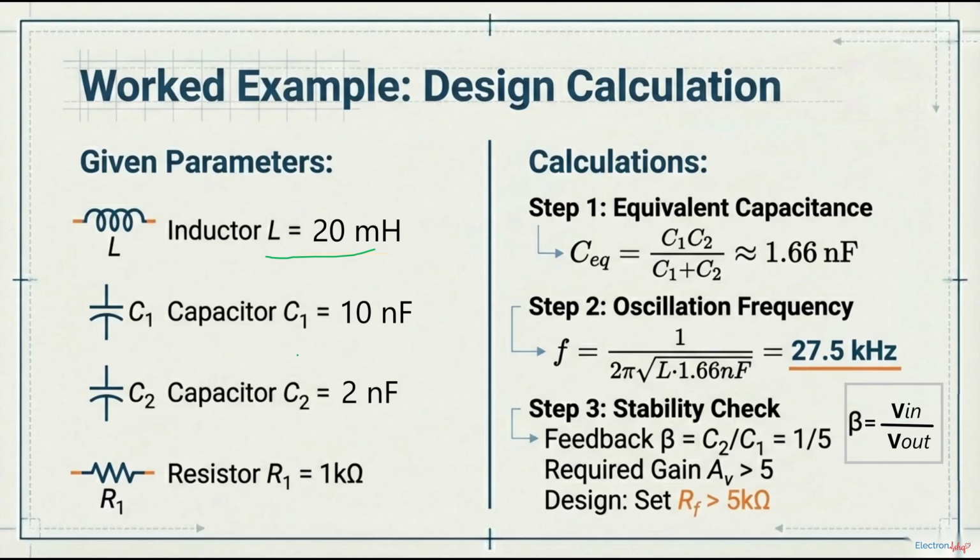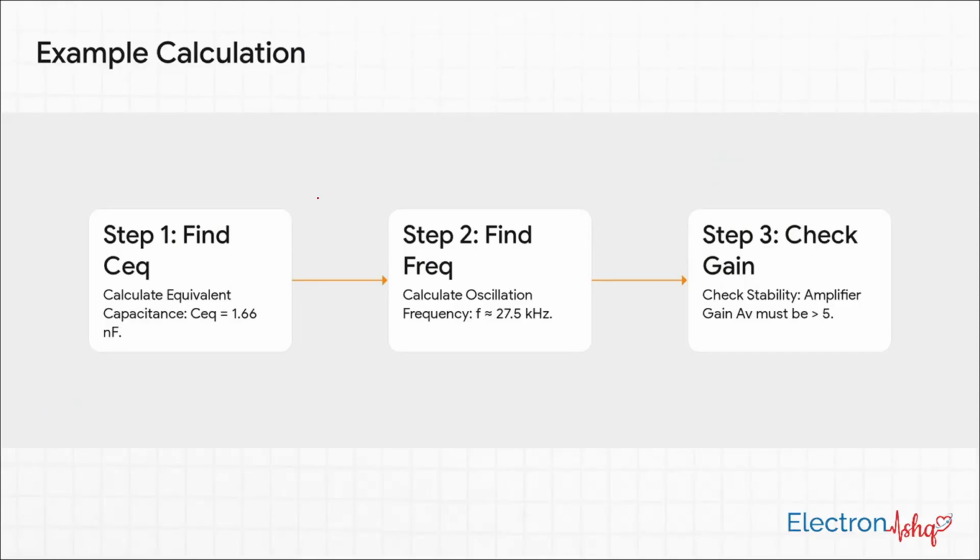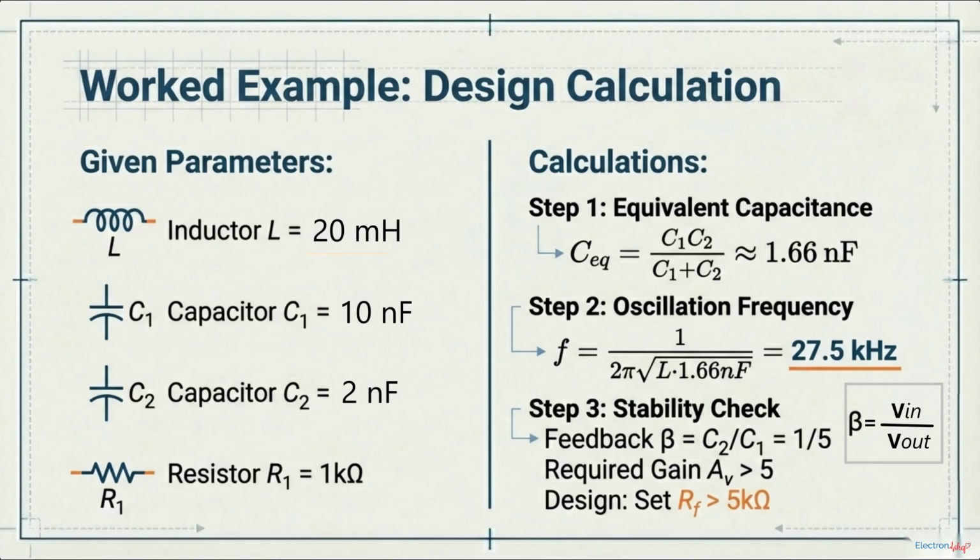Let's say someone hands you this inductor and these two capacitors, and they ask, all right, what frequency is this thing going to produce, and how much gain do I need from my amplifier to make it work? Well, using our new cheat sheet, this is a piece of cake. Step 1, we find the equivalent capacitance, which is 1.66 nanofarads. Easy. Step 2, we plug that and our inductor value into the main frequency formula, and we get about 27.5 kilohertz. And finally, step 3, we check the gain condition. The ratio of C1 to C2 is 5, so our amplifier just needs a gain slightly bigger than 5 for the oscillations to start up and sustain themselves.